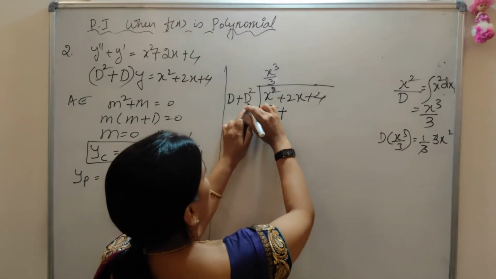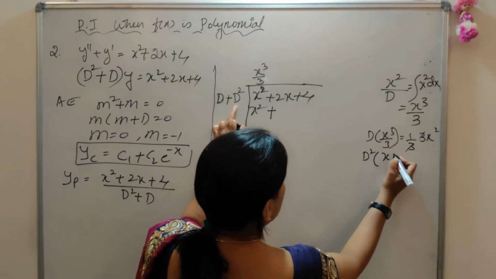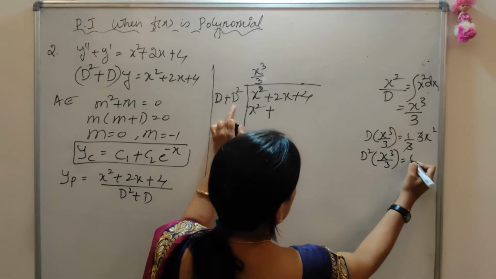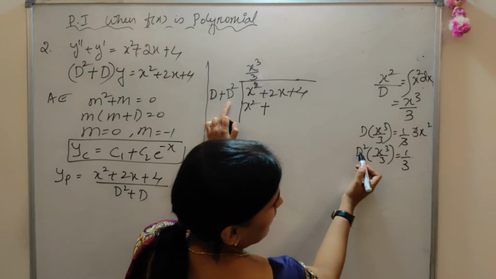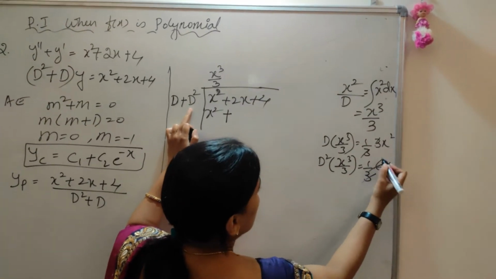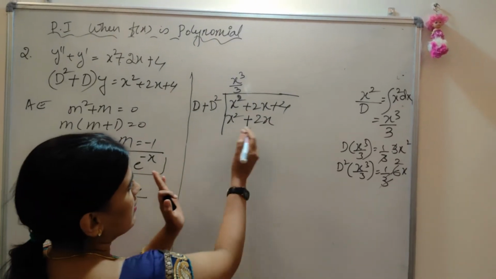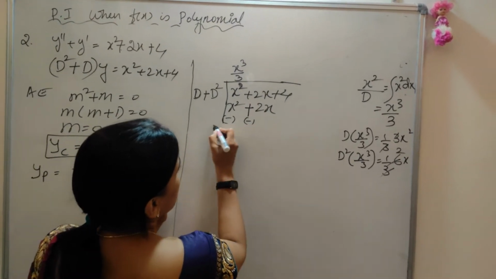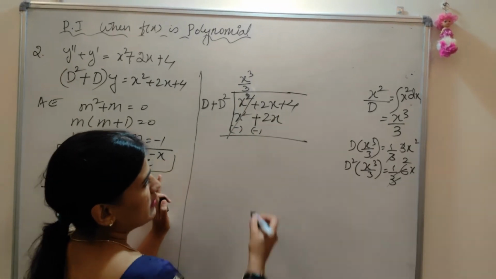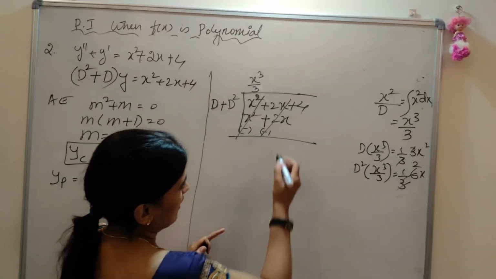Next we should multiply, now d square into this term. d square of x cube by 3 is equal to 1 by 3 into, again, d square of x cube, which means it is 6x. Okay, it is 2x. Okay, now only two terms. So we got minus, minus, so plus and minus: x square minus x square get cancelled, plus 2x minus 2x get cancelled.